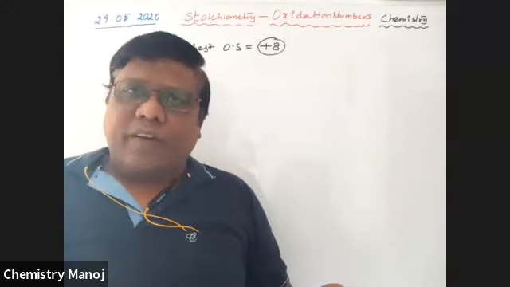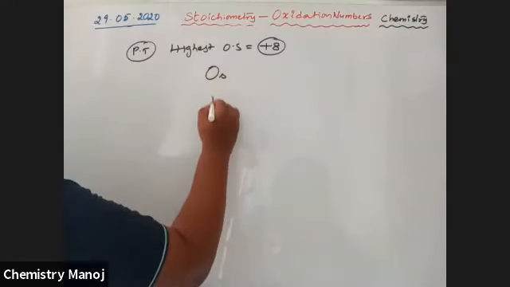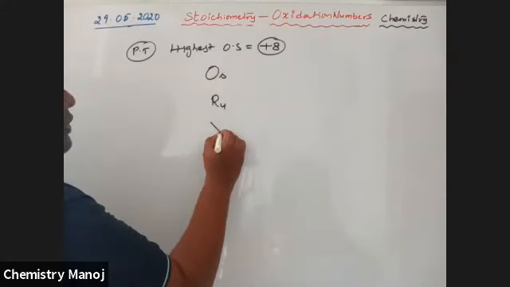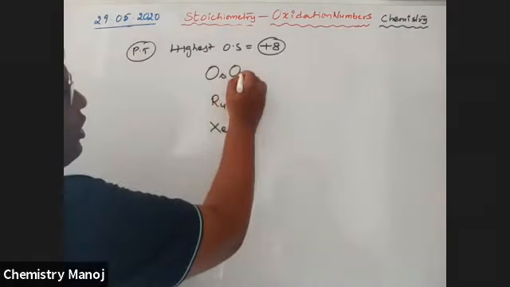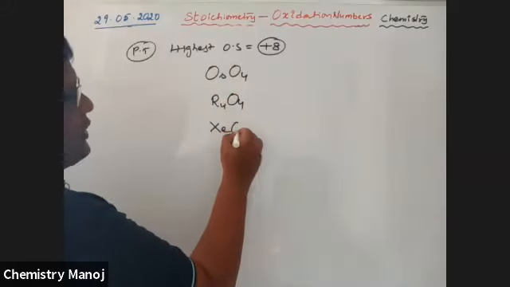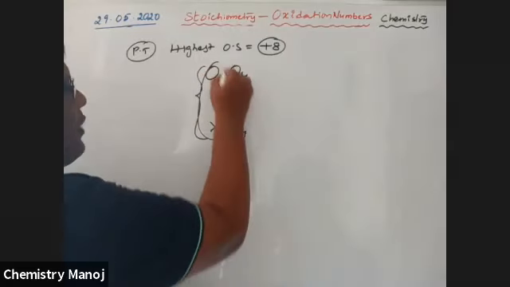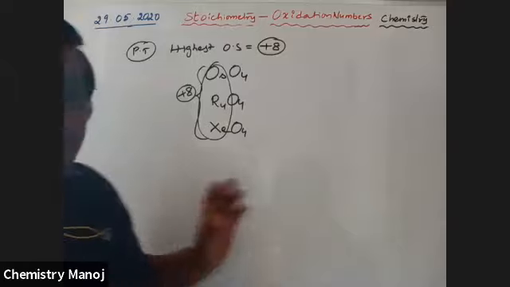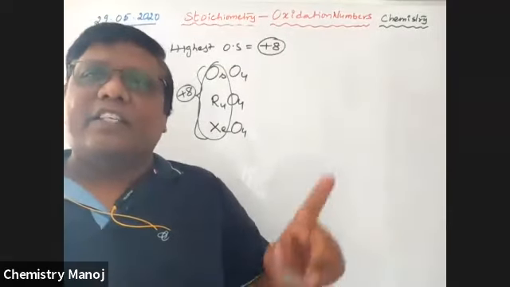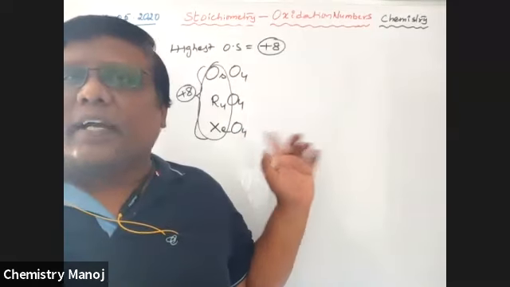That +8 is for osmium, ruthenium, and xenon. These are the three elements which exhibit the highest oxidation state in their compounds: osmium tetroxide, ruthenium tetroxide, xenon tetroxide. In these compounds, these three elements exhibit +8 oxidation state. During calculation, if you calculate one of the elements' oxidation state as +9, that is absolutely wrong because +8 is the highest state.